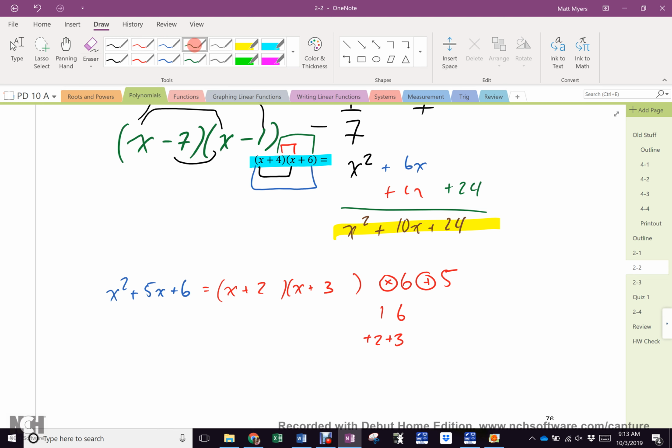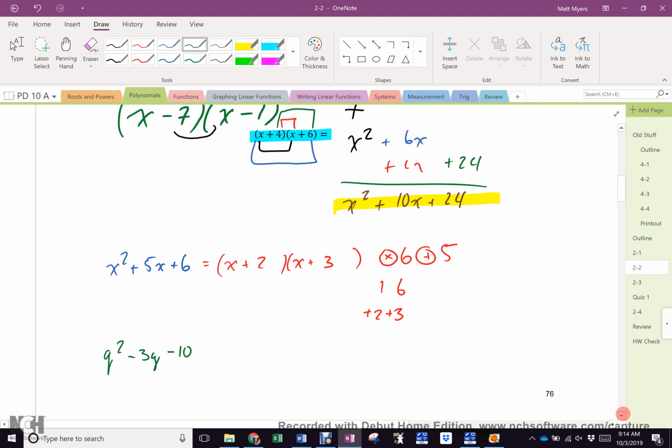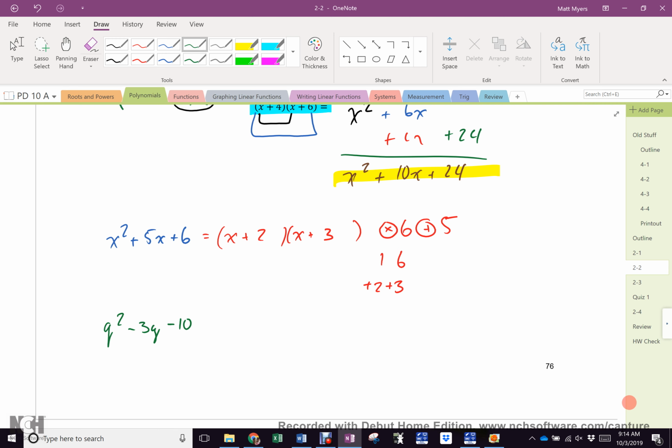Let's do the next one that we did. We did q squared minus 3q minus 10. Yes? Now, first of all, does it matter that it's q? No. What if I had drawn fish squared minus 3 fish minus 10? Would it matter? No. What if I drew lightning bolt squared minus 3 lightning bolts minus 10? No, it wouldn't matter. The symbol we use for variables does not matter. So don't ever give me that line of garbage, right?